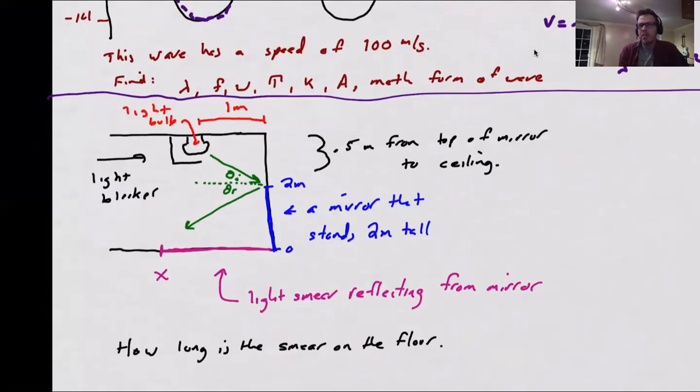Okay, sounds like this might be complicated. Sounds like this might be tricky. Turns out it's really not, okay? Let's first rationalize why I only drew one light beam. There are infinite amounts of light rays that leave the light bulb, okay? But anything above the mirror isn't going to bounce off of the wall and come back and contribute to this light smear, right?